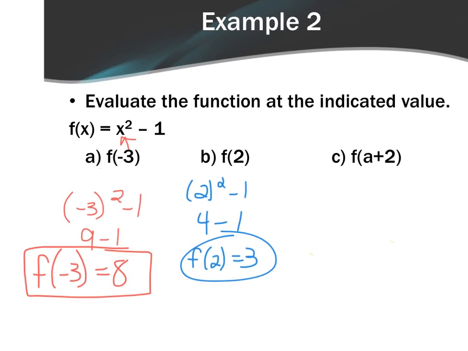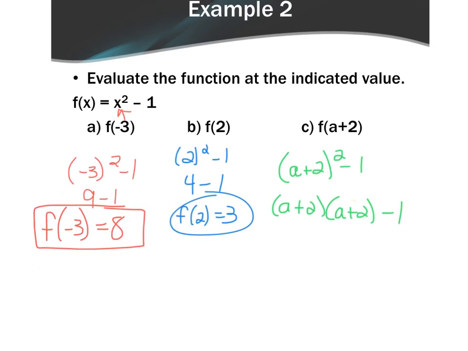Look at C. Am I plugging in just a number for C? No, I'm plugging in an expression. No different. Instead of x, I'm plugging in a plus 2, and I square it, minus 1. What does that mean, a plus 2 quantity squared? Not distribute. A plus 2 times a plus 2. You're going to have to FOIL. A plus 2 times a plus 2, and you still have that minus 1 at the end.